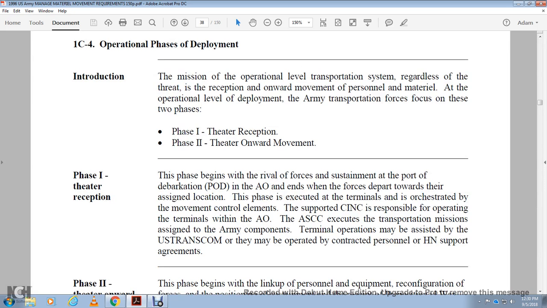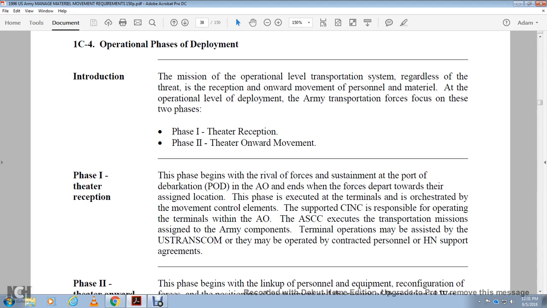Phase 1 begins with the arrival of forces, sustainment at the port of debarkation, and the area of operation. It extends with the force, depending on the assigned location, and executes the terminals, orchestrating the movement of the control elements. The commander-in-chief is responsible for operating the terminal in the area of operation.